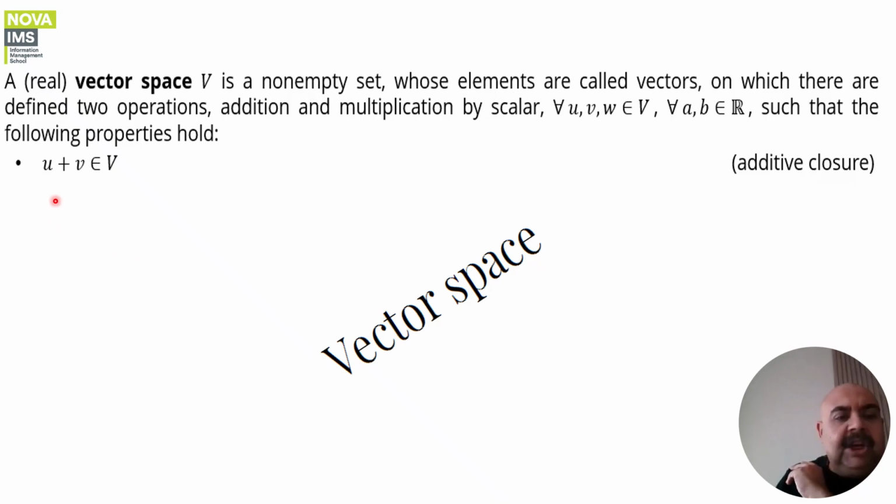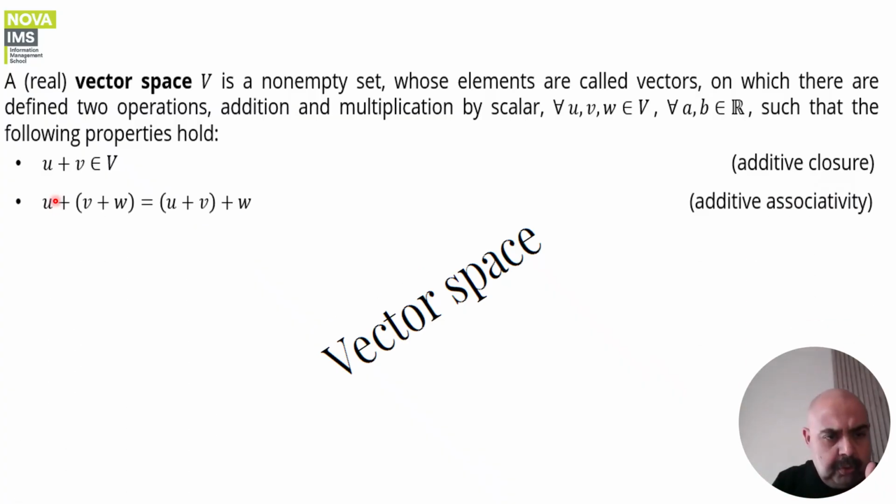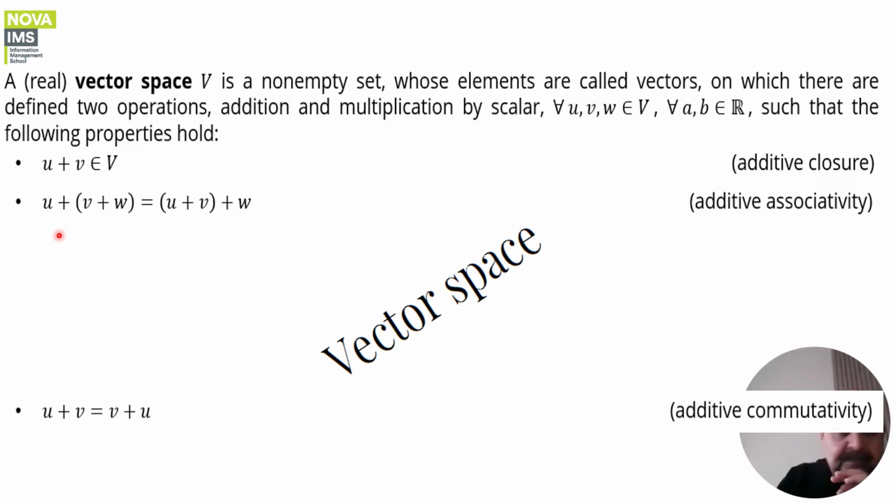First of all, addition closure. So each two vectors belonging to this vector space, the value of their addition should be a new vector belonging to this set. This is number one. Also, it proves additive associativity, which means for three vectors, you can either get u plus v first, then add the result to w, or get v and w first and add the result to u. Either way, it will give you the same result.